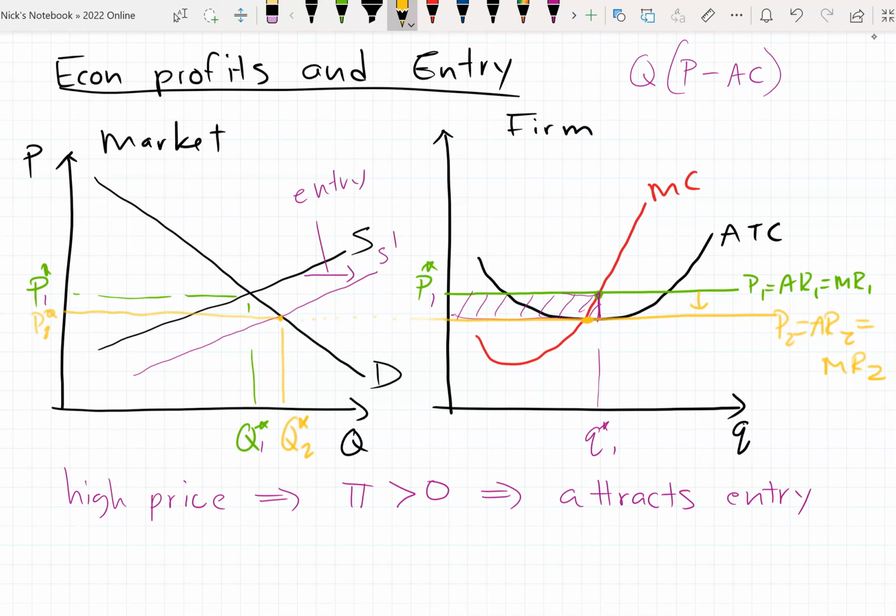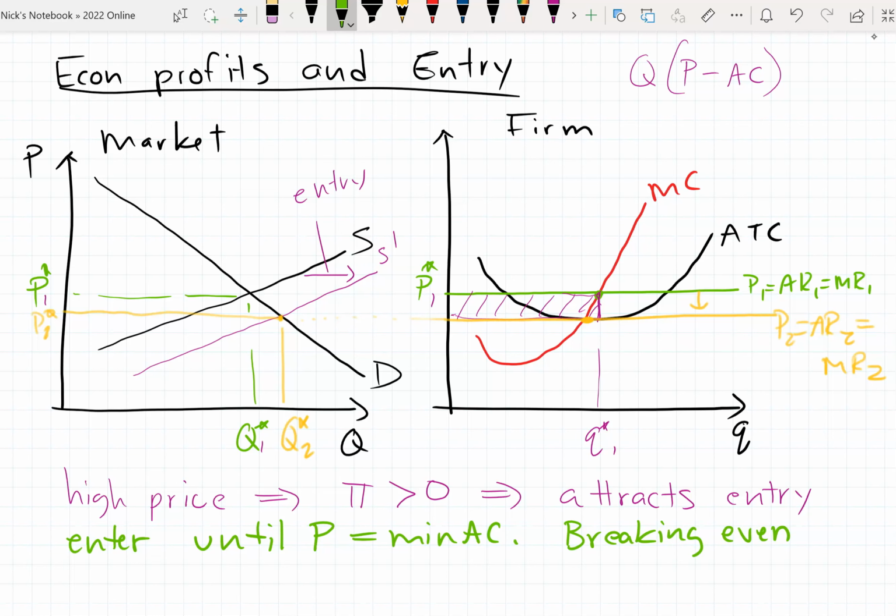For the market, the price change is caused by the shifting of supply, but in our firm, it's just a horizontal line. It's just shifting the whole thing down, right? The price is flat, so it just shifts down. Just to summarize what we've got going, they enter until the price equals the minimum of average cost. Now we're breaking even, so there's no reason to keep entering, and so we stop entering. And so we end up in our long run equilibrium.